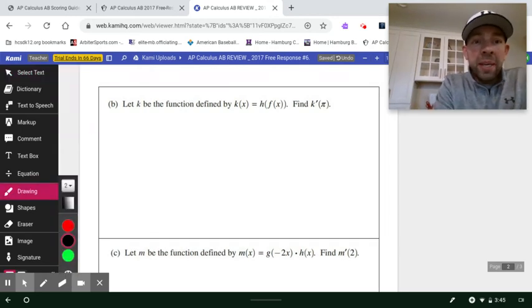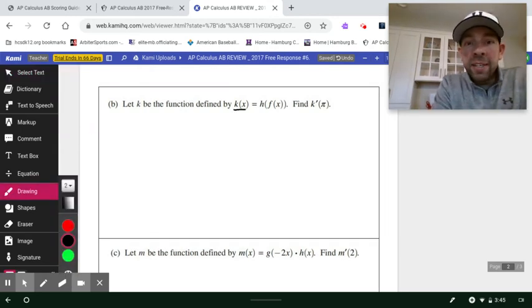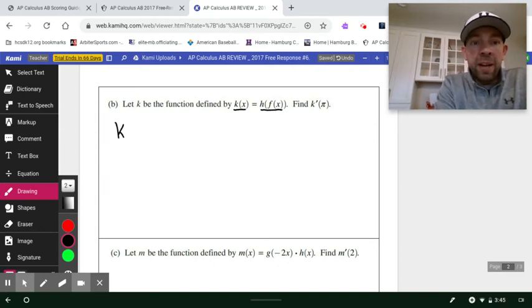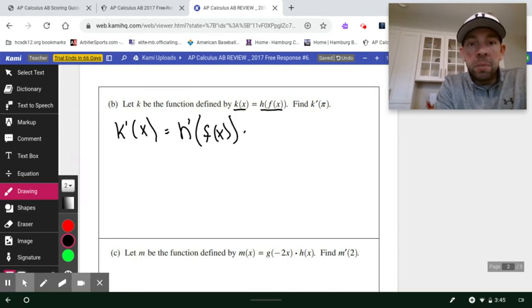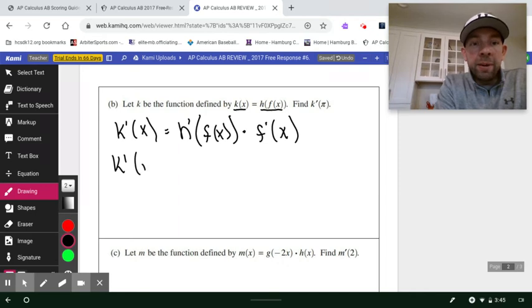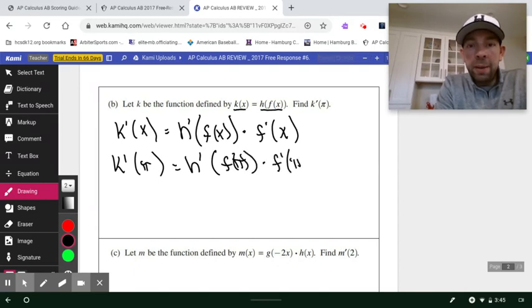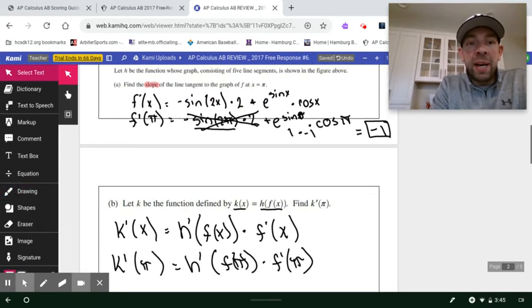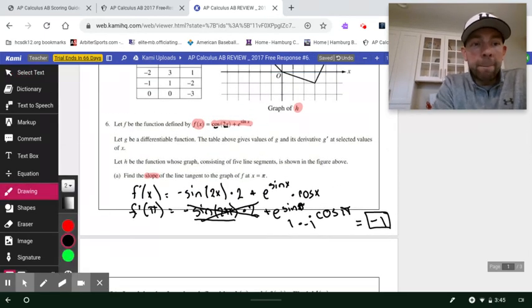So let's jump into B. Now, K is defined as the composition H of f of x. So to derive K, I'm going to use some great chain rule. Derive the outer function, keep the inner function, multiply by the derivative of the inner function. Let's evaluate this, bear, at pi. H prime of f of pi times f prime of pi. Now, we're going to have to go back and peek. I don't think we've evaluated f of pi yet, so let's go back and peek here.